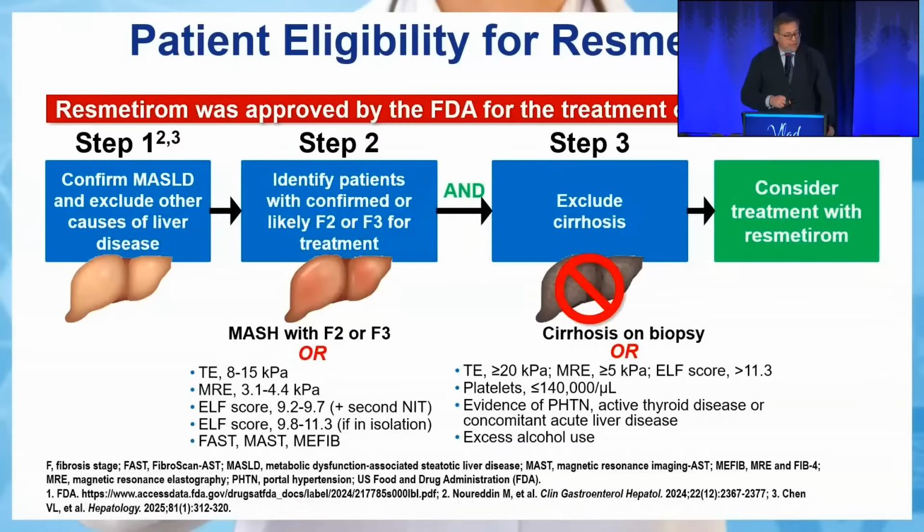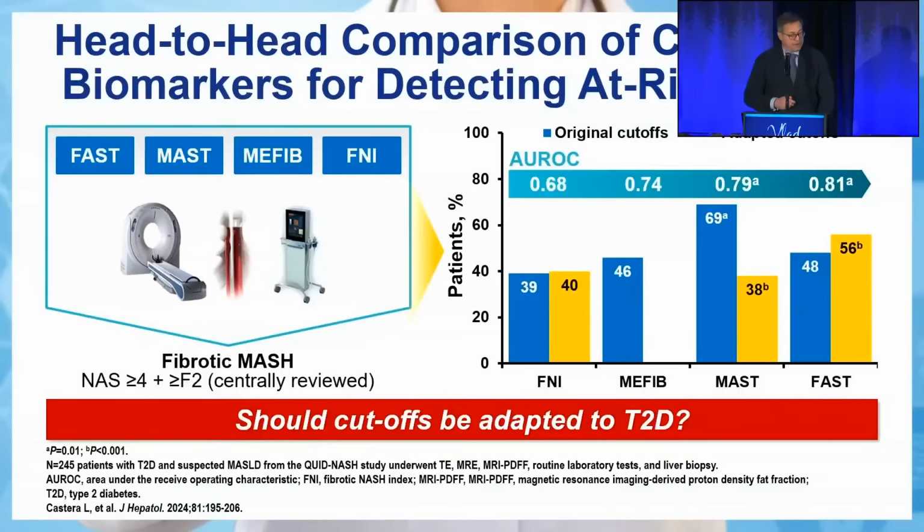So you need to make sure that you exclude cirrhotic patients from being candidates for resmetirom therapy, and that would mean that you would have to exclude all of those that are above 20 kilopascals, or an MRE stiffness value above 5 kilopascals, or an ELF score above 11.3, and all the other things that are listed here. And once you have identified a patient that is within the stage 2 or 3 window and not already at the cirrhotic stage, then you can consider treatment with resmetirom.